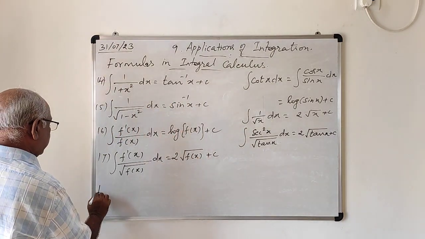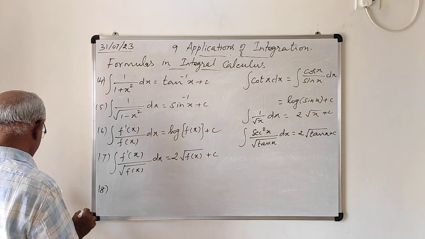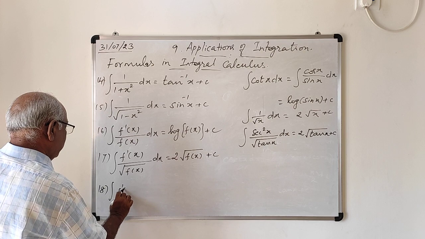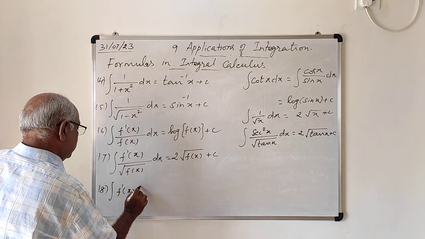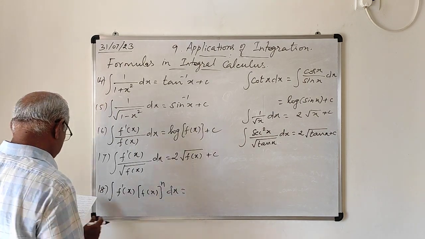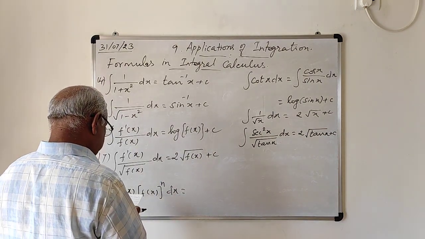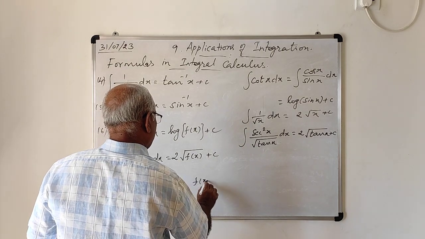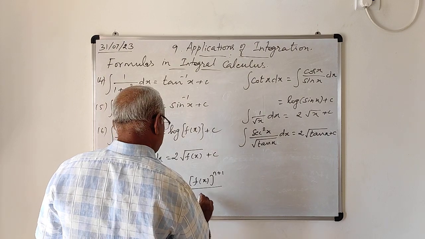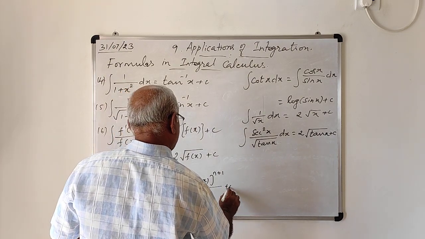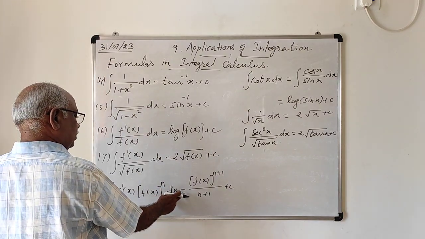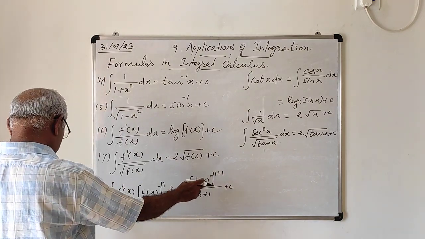Okay. Finally, the 18th result is the integral of f dash of x into f of x power n dx, which is f of x power n plus 1 by n plus 1 plus c.